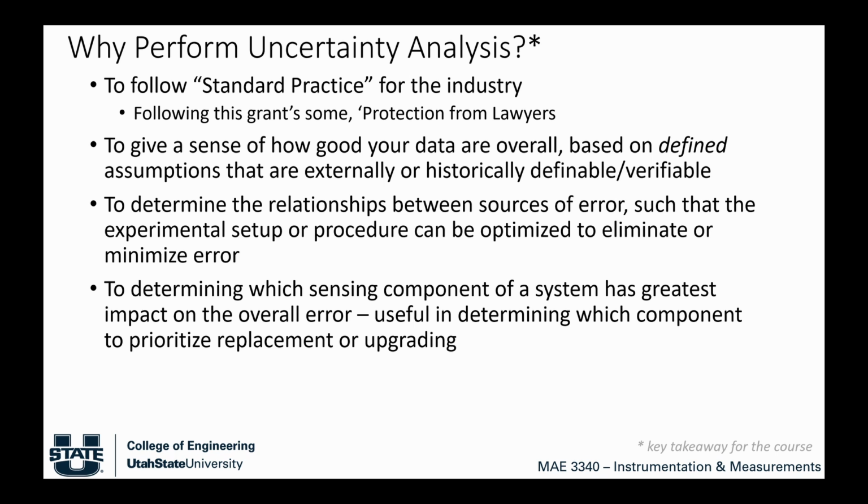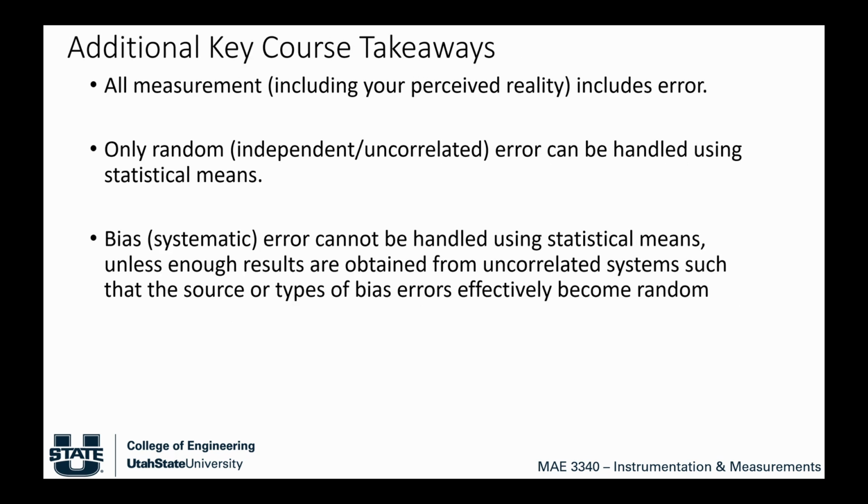It also helps us understand the relationship between each source of error, so that when we're setting up our experiment, we can spend money in the right places and we can optimize, or at least try to minimize, the amount of error associated with our experimental setup. And then last here would be which component should we prioritize for upgrade or replacement? If we know which one is going to be the greatest source of uncertainty, then why not put that on our list of upgrades?